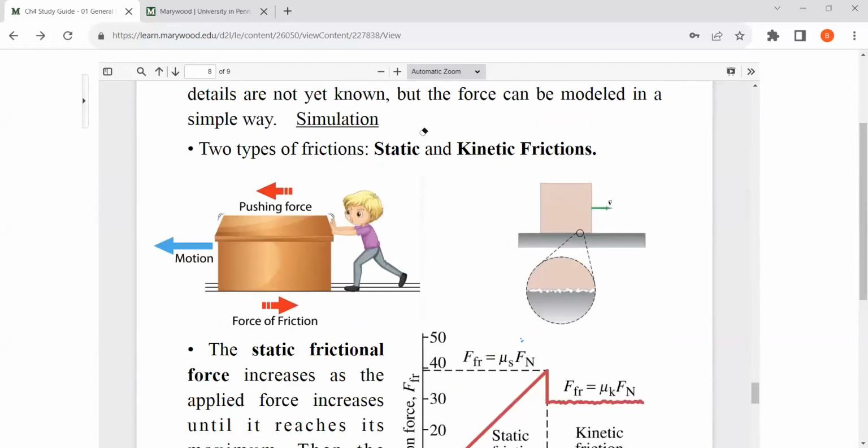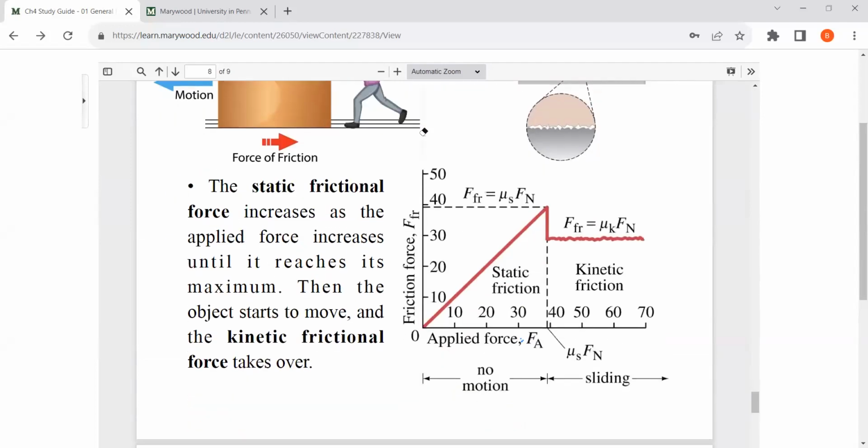All right, so try to understand this graph. Here you see that you are applying force. This is the applied force direction and this is the friction. The y-axis is the friction. As you already see, at some limit, this is the maximum. Maximum limit.